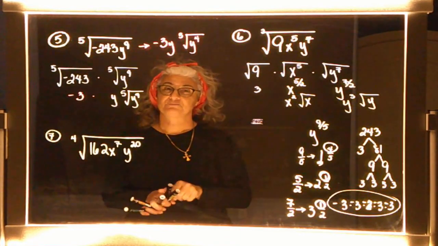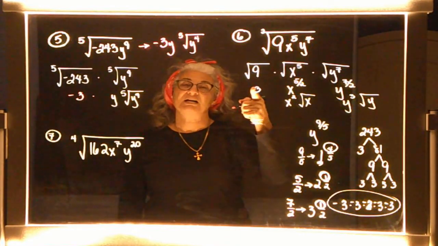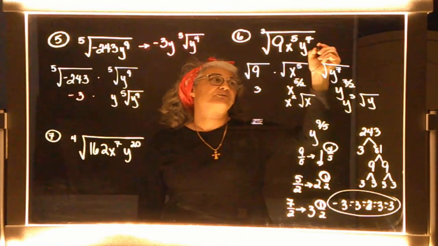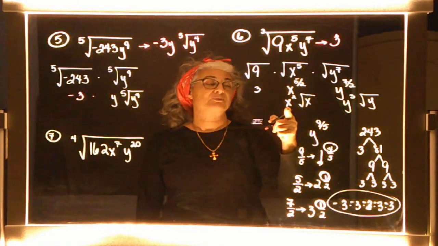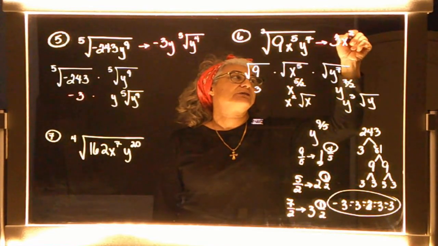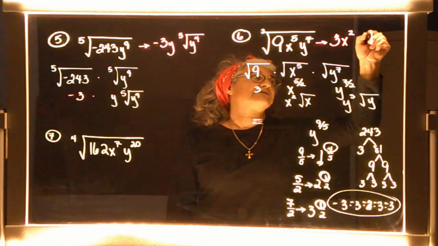So, what are you seeing? From the 9, we were able to take out a 3. From the x's, we were able to take out 2 x's, weren't we? And 1 x stayed underneath.